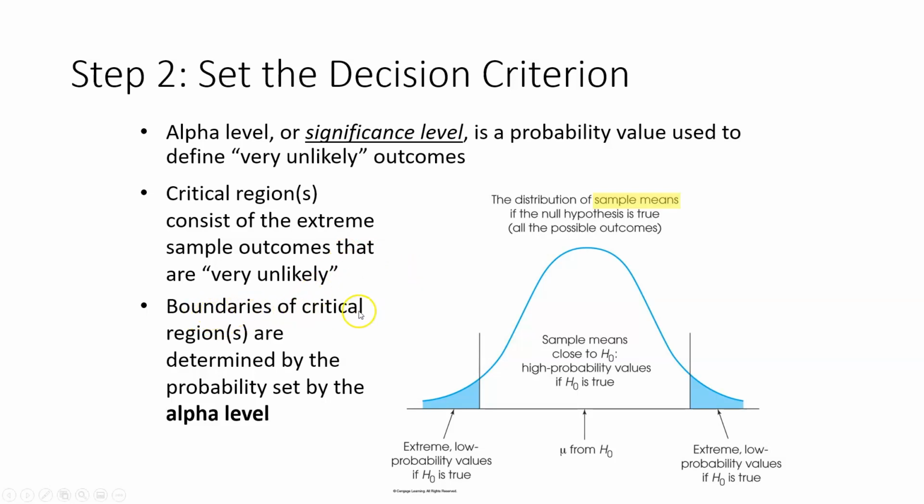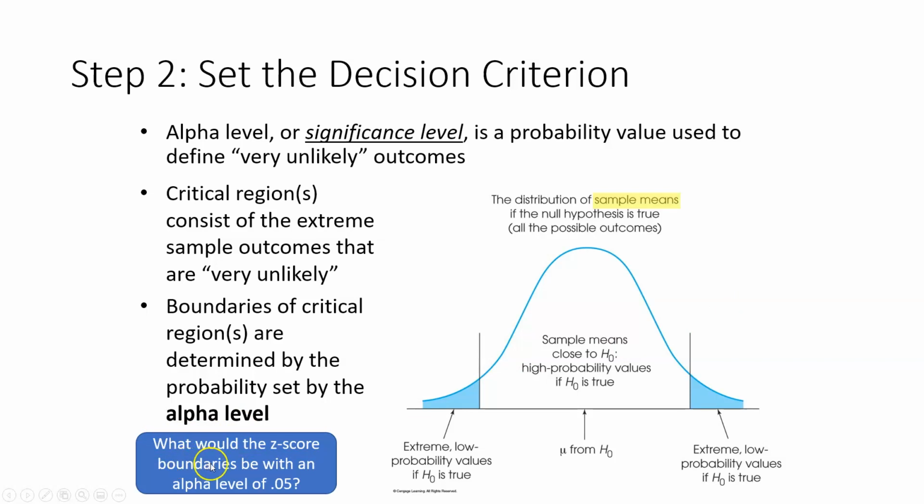The boundaries of the critical regions are these lines right here. They are how we define what is normal and what is extreme or unexpected. The boundaries of the critical regions are determined by that probability level that's set by the alpha level. So this alpha level, or significance level, defines where these lines are.